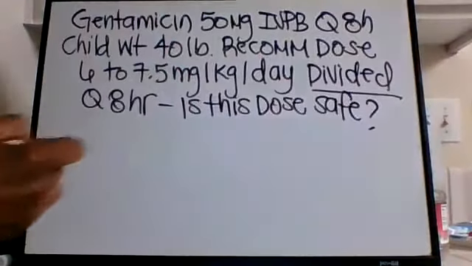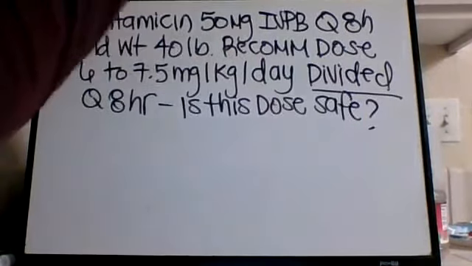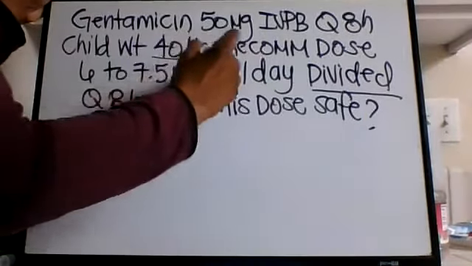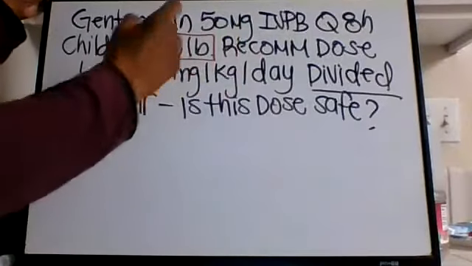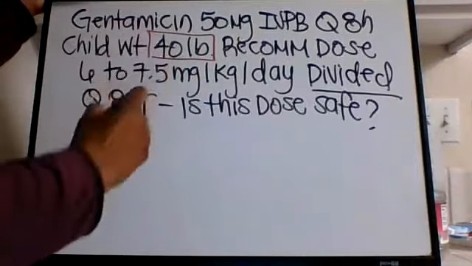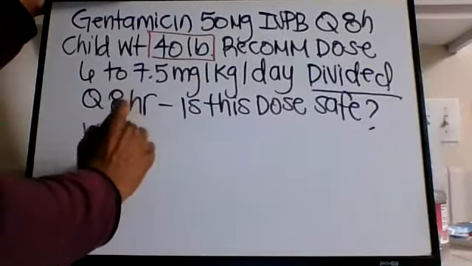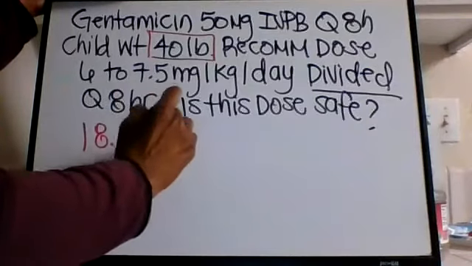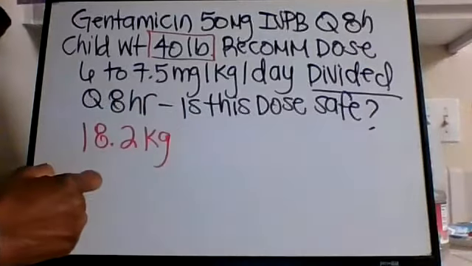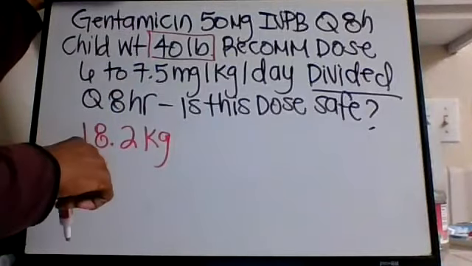Okay, so let me get my other color. All right, step 1 is converting the child's weight. We take the 40, we divide it by 2.2, and it comes out to 18.2 kilograms. So remember that we're always to round the kilogram weight to the nearest tenth.